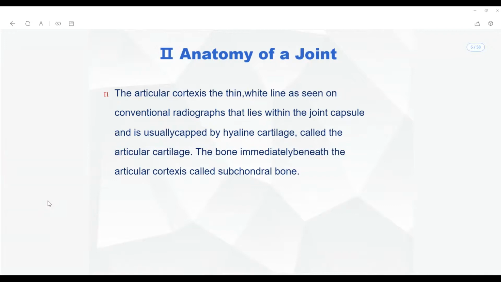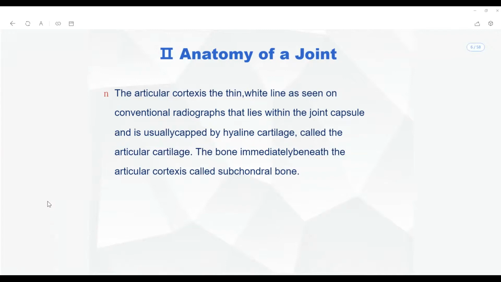It is the same cortex of the main bone itself, but since it is present along the surface of the joint, we call it an articular cortex, which is thin and is seen as a white line. It has to lie within the joint capsule. It is not seen laterally, it is seen inferiorly, and it should be present in the joint capsule, and it is usually capped. There is a covering above it. Immediately after the bone ends, there is a cartilaginous tissue made up of hyaline cartilage. This cartilage is called the articular cartilage, and you also call this the articular surface.